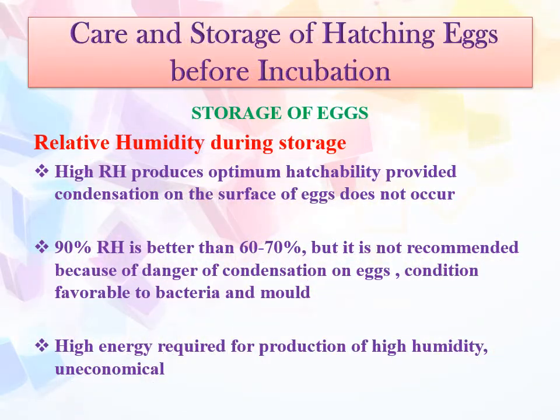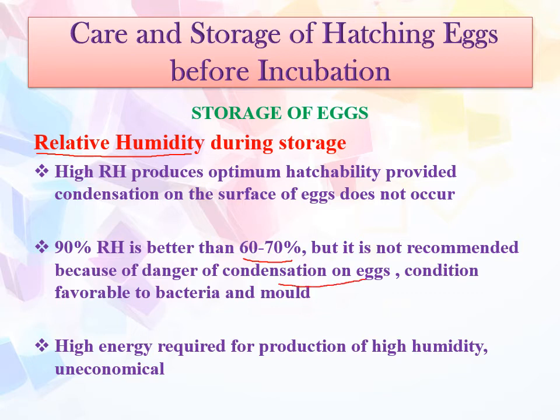Then another important factor is relative humidity during the storage period of fertile eggs at the hatchery in the egg storage room. The storage relative humidity must be 60 to 70% only. 90% or higher relative humidity is better, but it is not recommended because of the danger of condensation on the egg and conditions favorable for bacteria and mold.